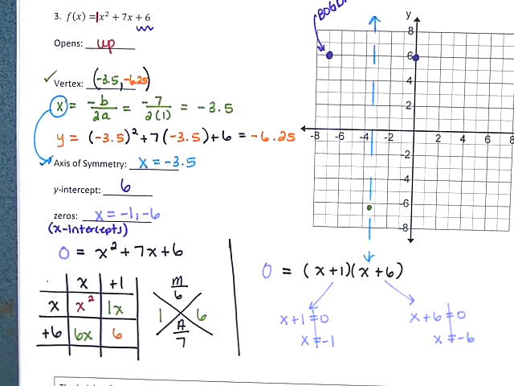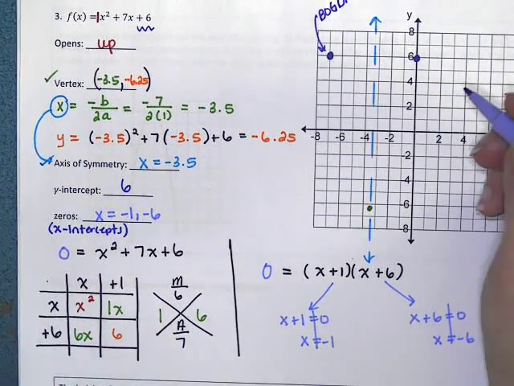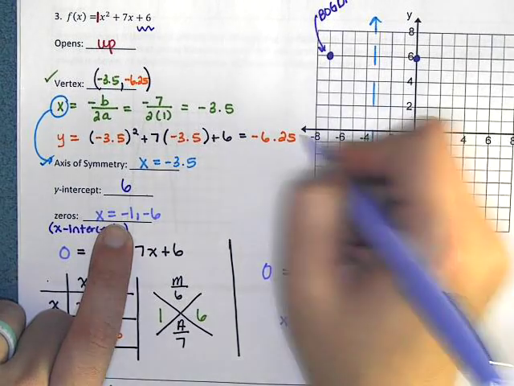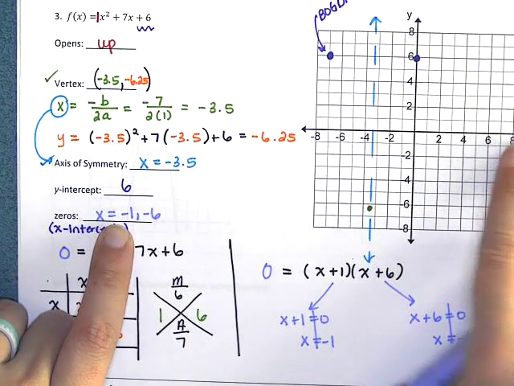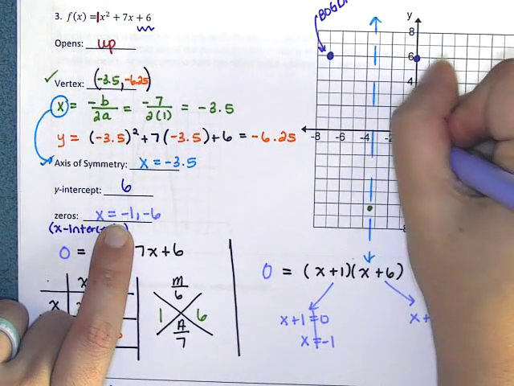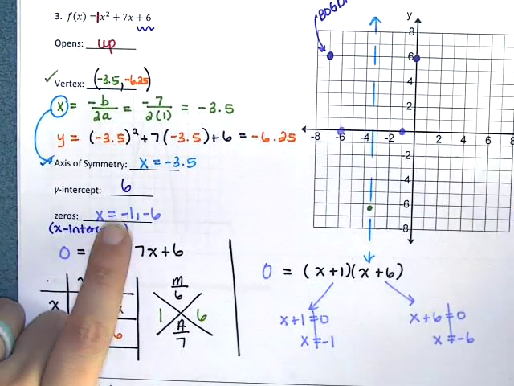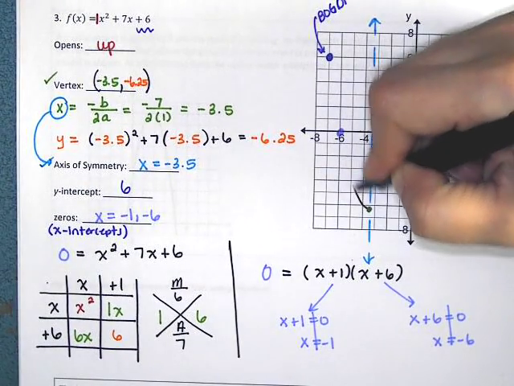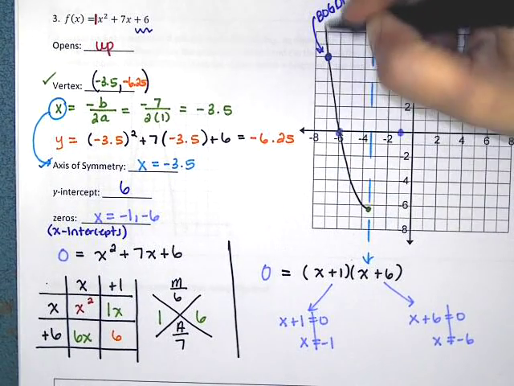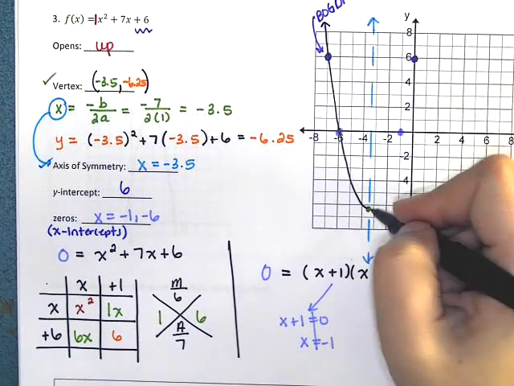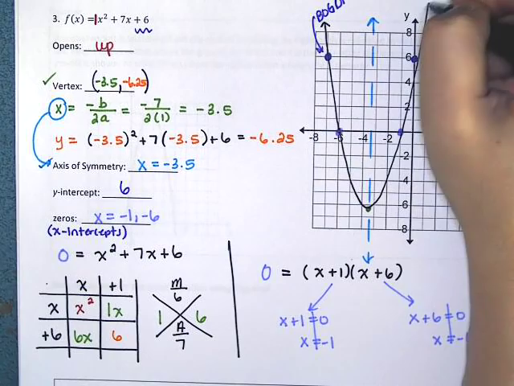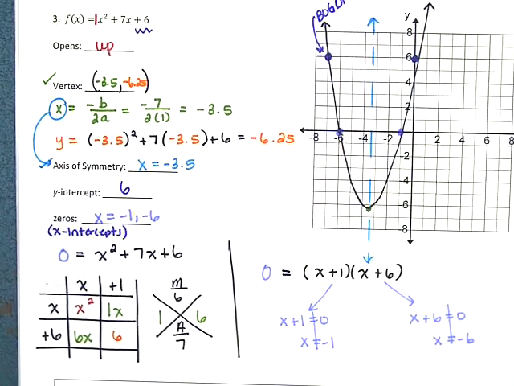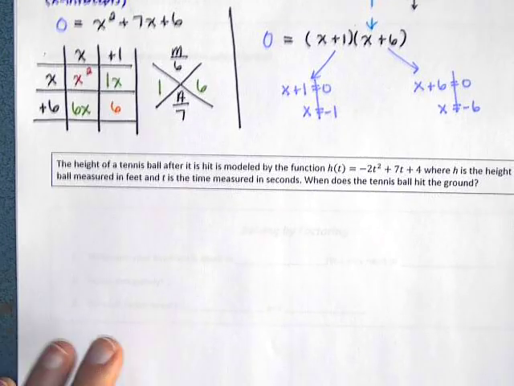Finally, the new thing to make a better graph is that my zeros, or my x-intercepts, meaning they're on the x-axis, would be at -1 and -6. Then I'm just going to draw my parabola. And there we go. Last but not least, how would we use this in a modeling question?